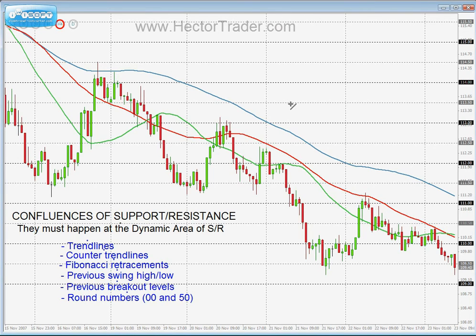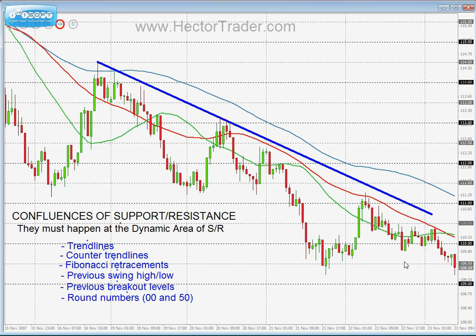First of all, trend lines. Do we have a trend line here? Yes, we do. We have a trend line here. Actually, let me draw that properly, linking these two levels right there. That's the trend line we have in this chart.